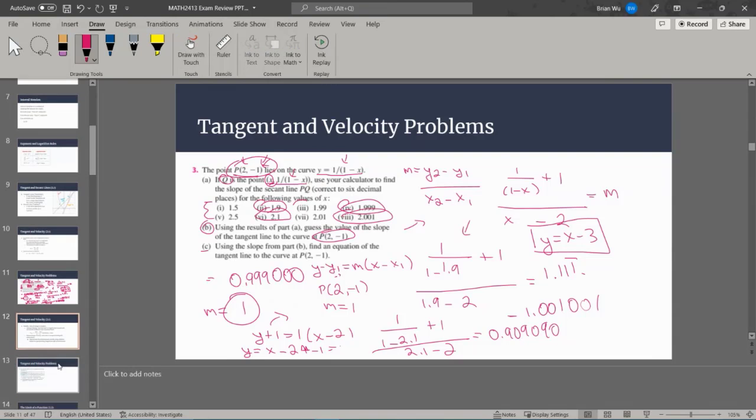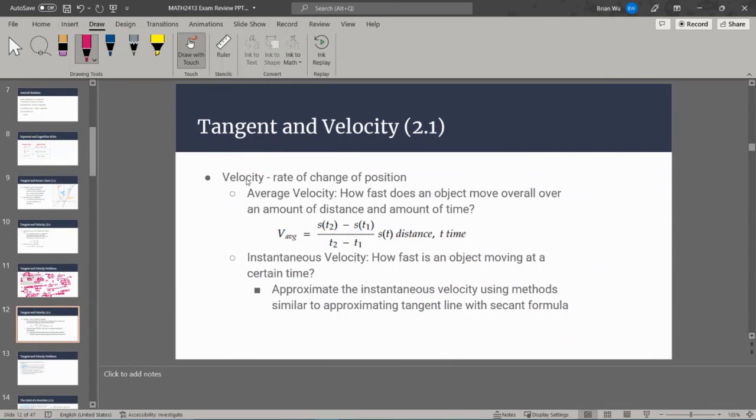So that's for that problem. Same thing for velocity. Velocity is essentially the rate of change of position. And generally, you're going to get something like s of t, which is your distance function. And you're going to be asked to use that to find the average velocity for a secant line. Or the same equation for secant line can be used to find the average velocity, right?